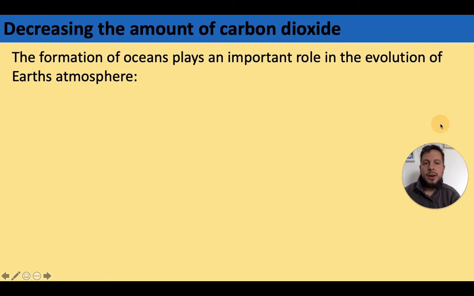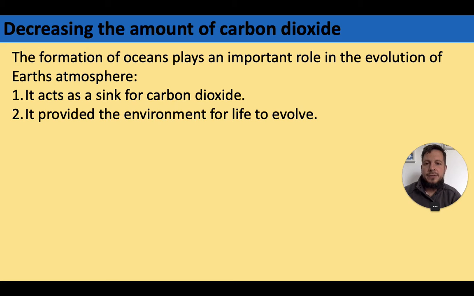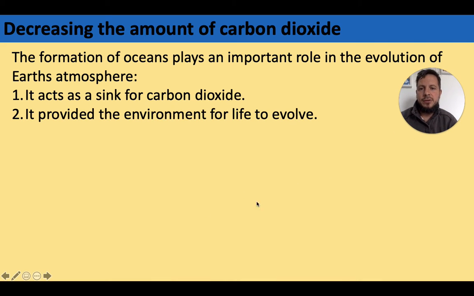So, how is this important? Now, the formation of the ocean played a really important role in the evolution of the Earth's atmosphere. Two reasons. Number one, it acts as a sink for carbon dioxide, and number two, it provided the environment for life to evolve. So why are these important? Let's have a look at this sink one first.